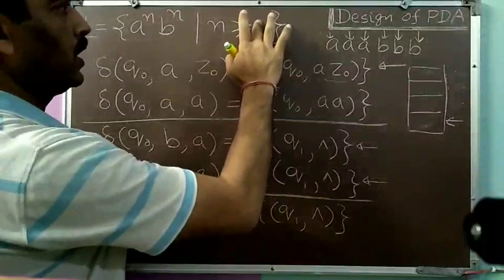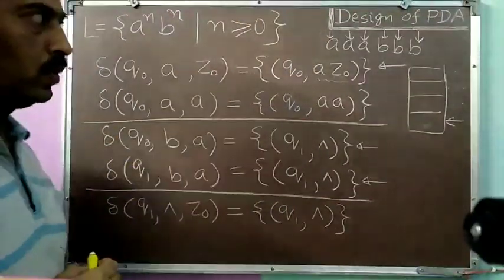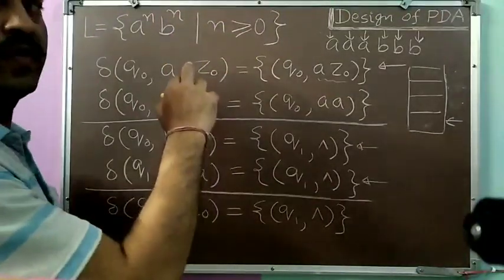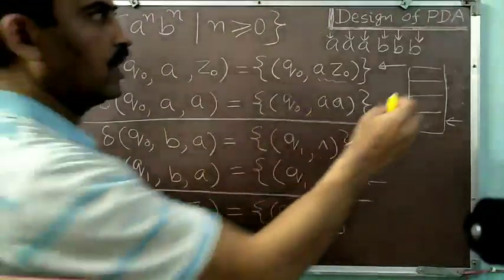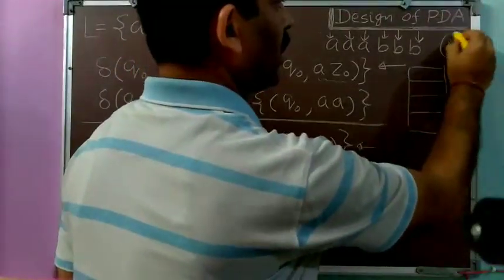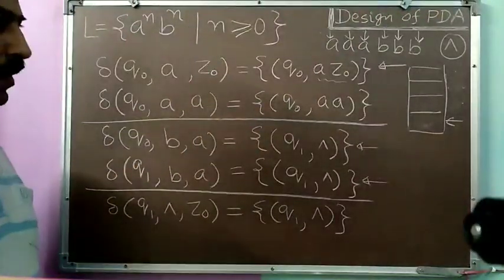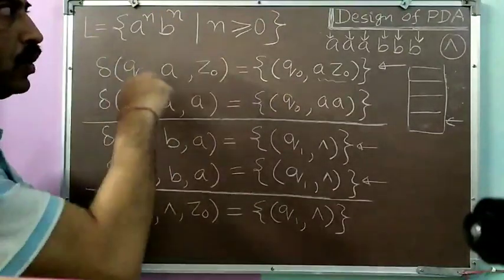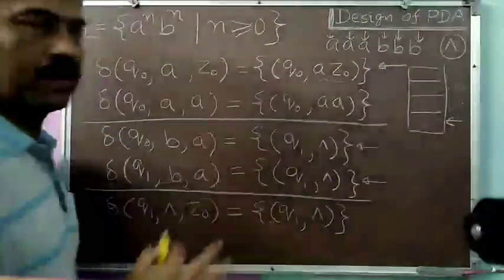Now suppose I change my language to n greater than or equal to 0. So when I change my language to n greater than or equal to 0, all words which were in the previous language will be in this language also. And additionally, I will have null as part of this language. So whatever I have written will accept all words of the form a to the power n, b to the power n when n is greater than or equal to 1. But it will not accept null.